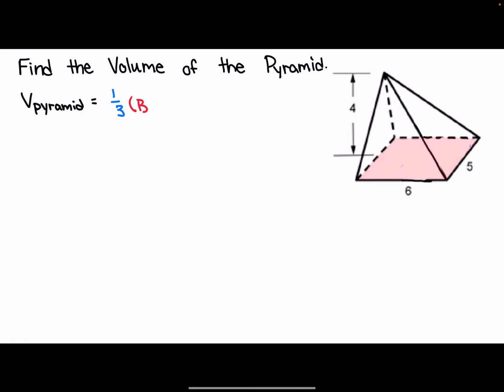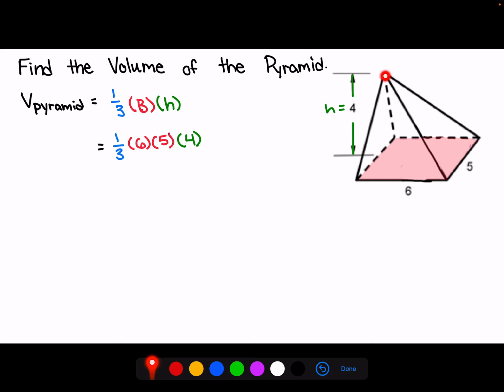As we can see, this is not a right pyramid. The point is not right above the center of our pyramid. It's kind of off to the side. However, they tell me that from the top point down to the base is 4 units. So that's our height.